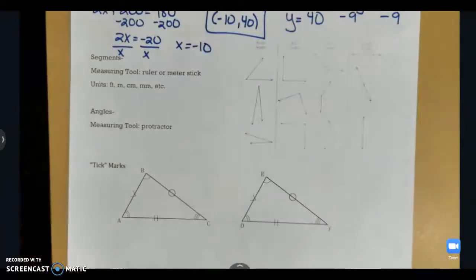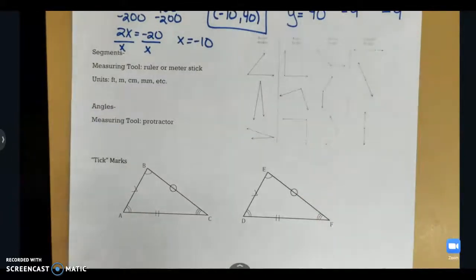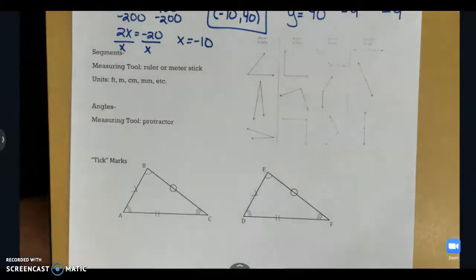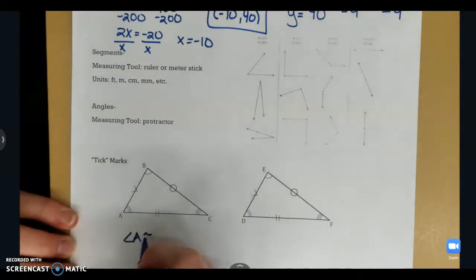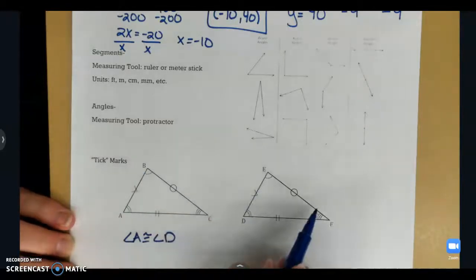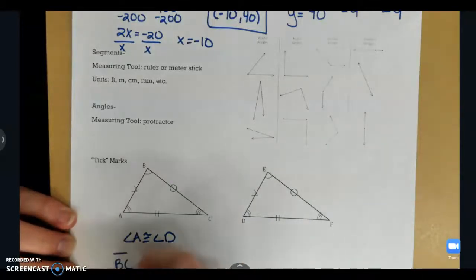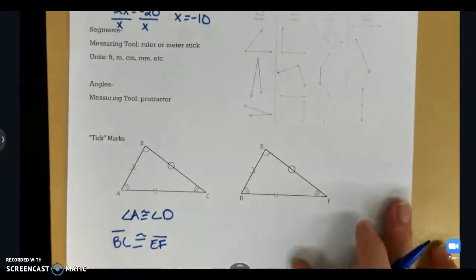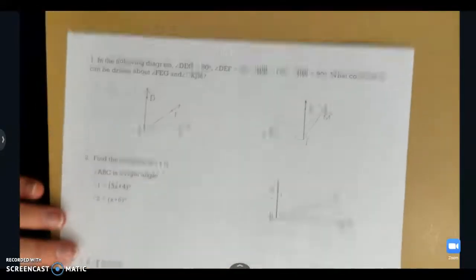We talked about acute, right, obtuse, and straight angles in class already, as well as tick marks. Remember, when we have matching tick marks, that means that I have congruent segments or angles. So here, just to name a few, angle A and angle D have matching tick marks, so they are congruent. Segment BC and EF have matching tick marks, those little circles, so those are congruent segments. So anywhere that we have matching tick marks, that indicates either congruent segments or congruent angles. All right, let's flip over to the back side.